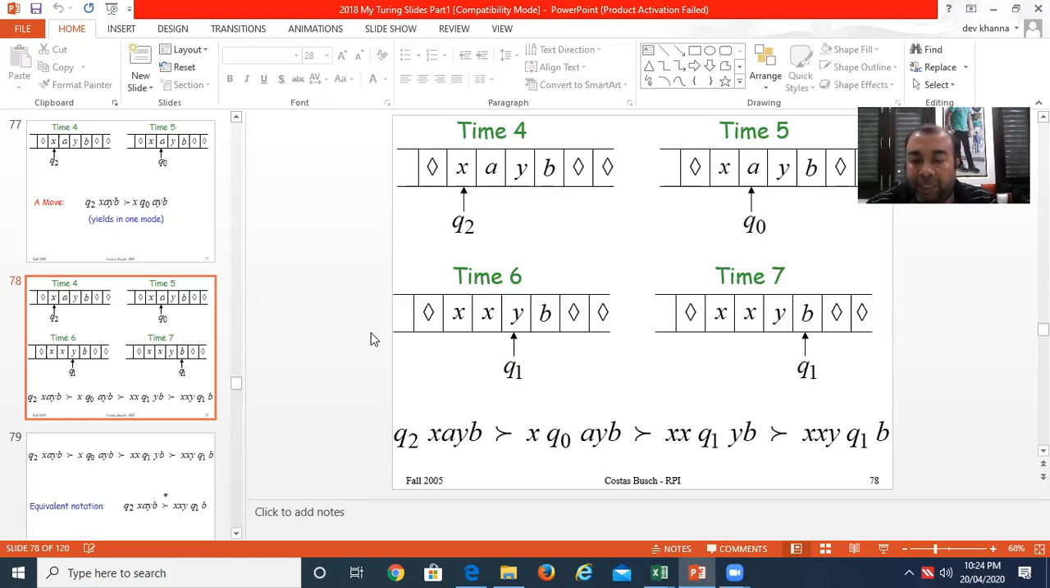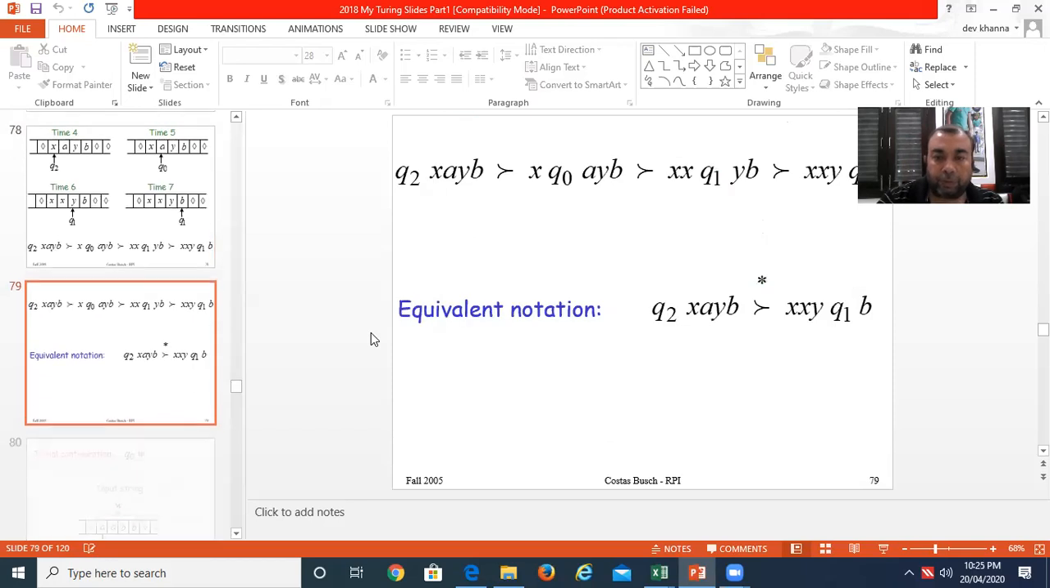X Q0 A Y B, after that X X Q1 Y B, then X X Y Q1 B. It means you have read X X Y and you are in state Q1 at time 7, and B is still to be read out.